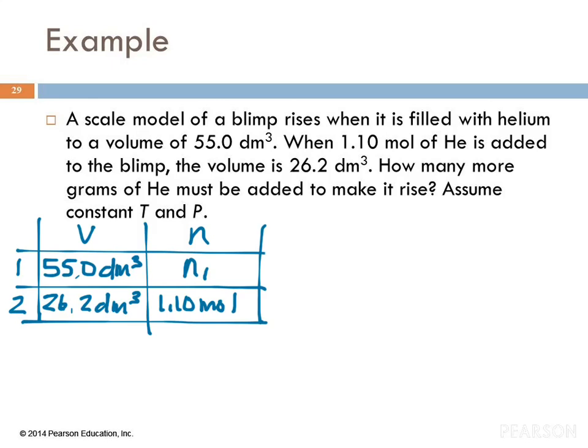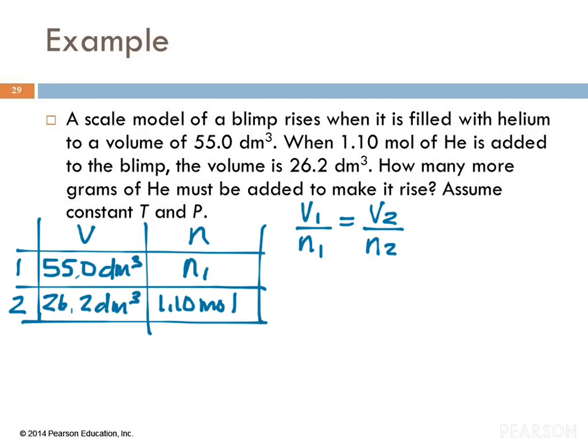I can never remember how they show Avogadro's law. Is it N on top or V on top? V on top? Okay, thank you. It doesn't really matter, but I want to try to be consistent. So this is what was on the previous slide, which I couldn't remember. V1 over N1 is equal to V2 over N2.